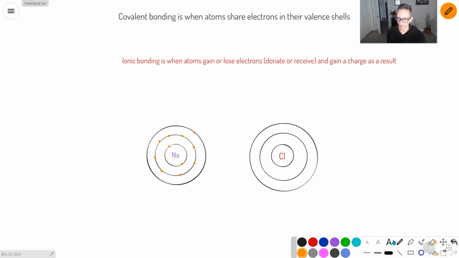We are going to have our 2 in here. 1, 2, 3, 4, 5, 6, 7, 8, 9, 10. All right, and then we're going to have another 7 out here. 1, 2, 3, 4, 5, 6, 7. All right, so that's our chlorine ion.